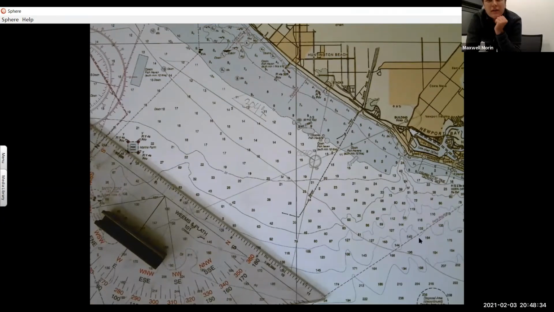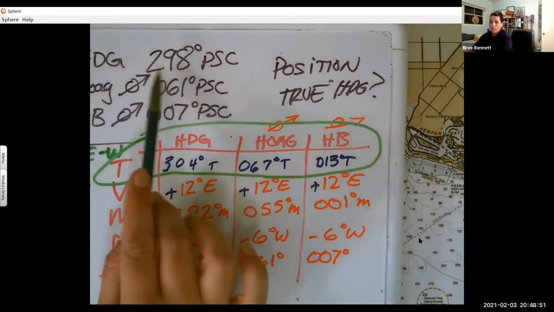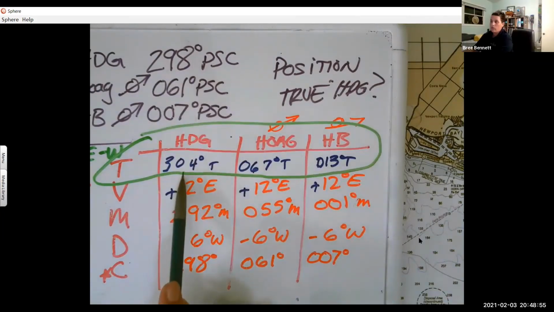Wait, could you do that last step one more time or explain it again really fast? For the heading? The last line, yeah, the 304. So 304 is our heading. So we are steering that. Oh, right, yeah. PSC. We converted that to 304 true.